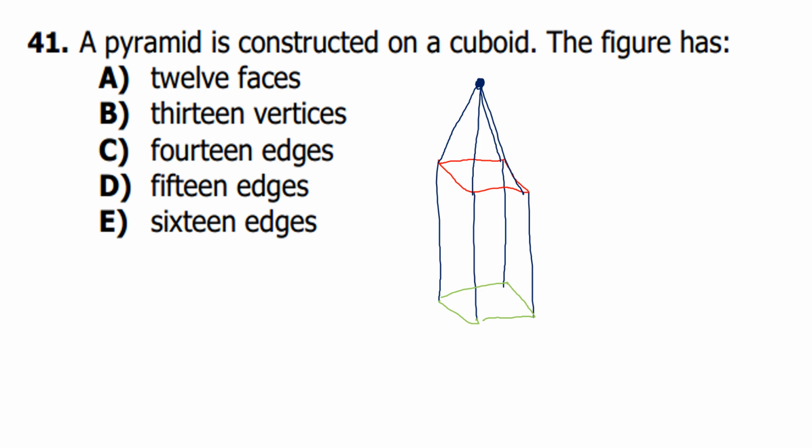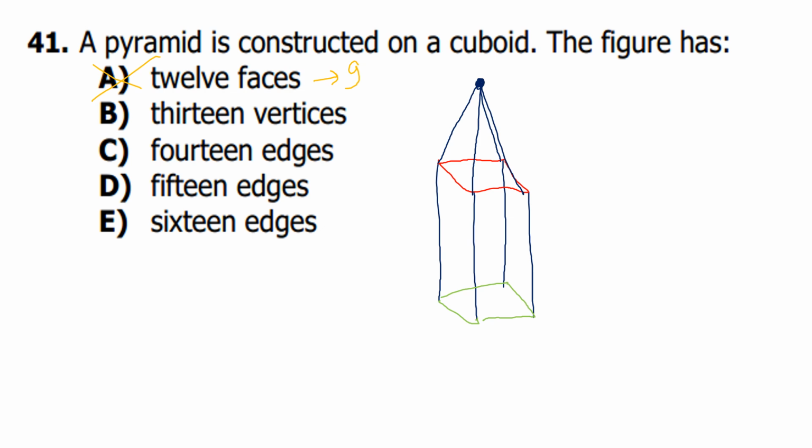A pyramid on a cuboid. I have drawn the figure, so I want to explain how many faces, how many vertices, and how many edges. Let's check. 12 faces? One on the bottom and surrounded by 4 plus 4, that is 9. It is 9, so A is not true.